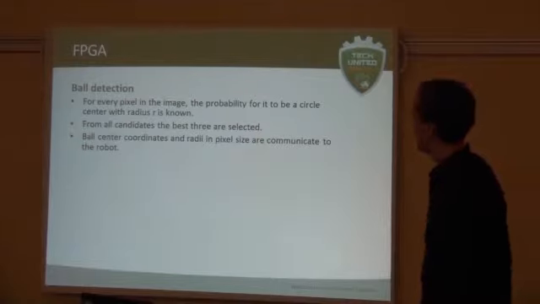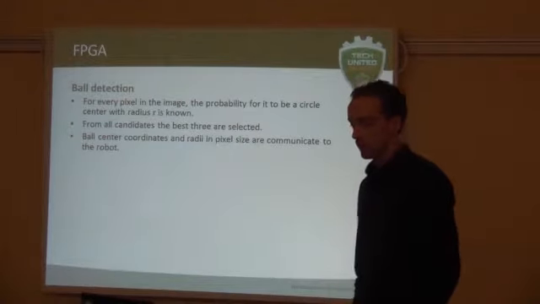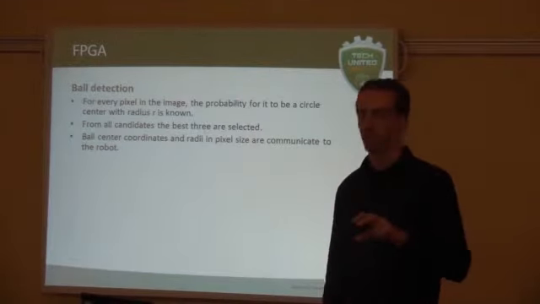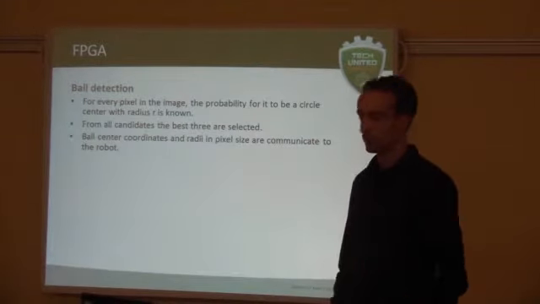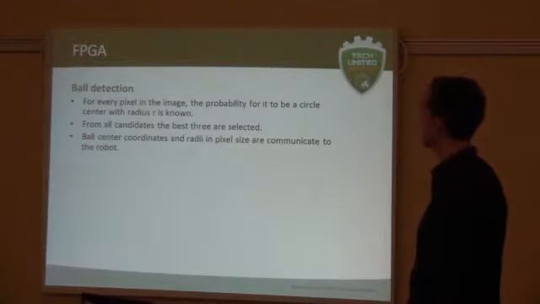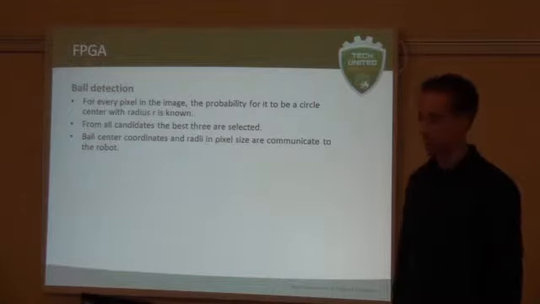So in the end, you come up with a lot of circles and a lot of probabilities. And for every pixel, we have the probability that on that position there is a circle present in the image with a certain radius r. And from all these candidates, the best 2 candidates are chosen, and those are communicated back to the RoboCup.